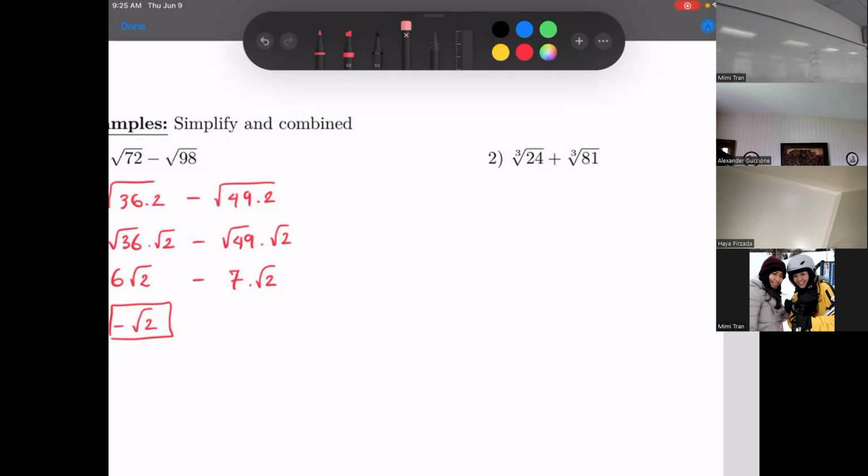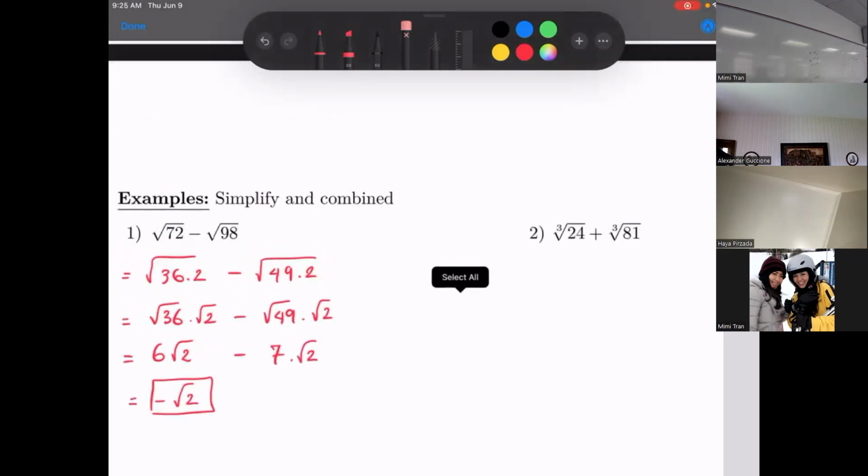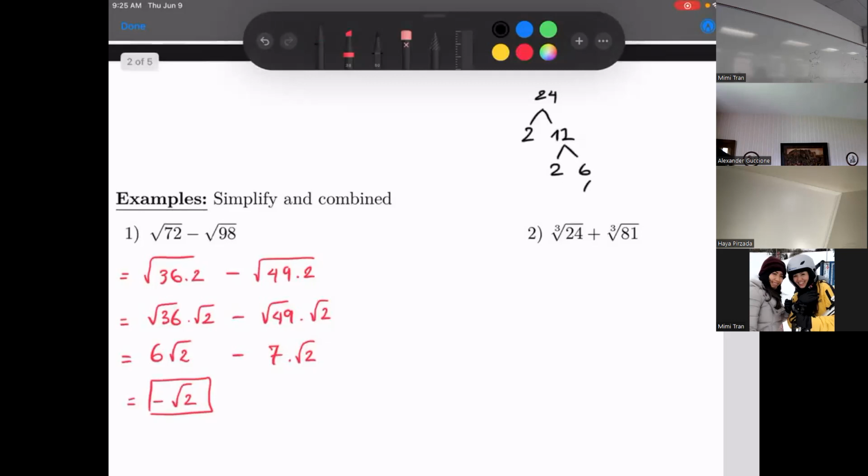Good, very good. If you start, go slowly. You don't have to finish the whole thing. Just do the tree. If you're stuck, the tree is your friend. So the tree for 24 is 2 and 12, and then 2 and 6, and then 2 and 3.